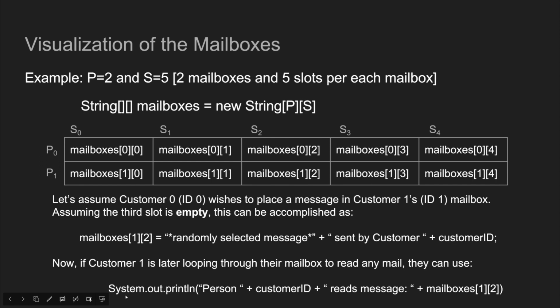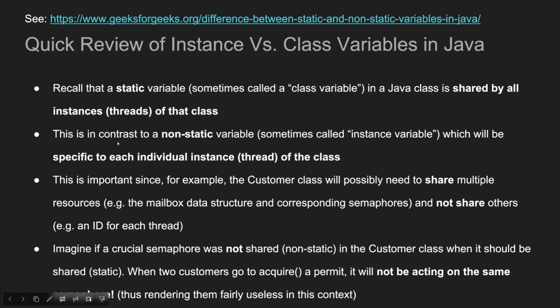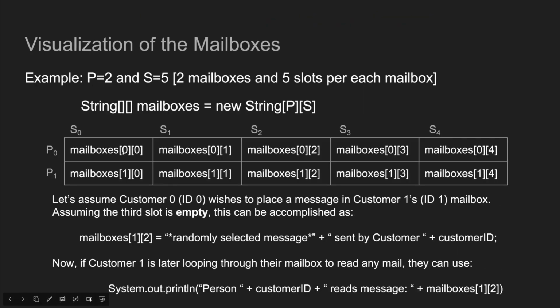They can simply print a line: person, their ID, reads the message, and whatever index they're on while looping through their mailbox. While you're doing this, remember to use semaphores to represent free space in the mailbox. So for example, for person 0 to put mail in there, we're going to have a semaphore with 1, 2, 3, 4, 5 permits to start. And as mail gets filled up in person 0's mailbox, we'll be acquiring permits from that semaphore.